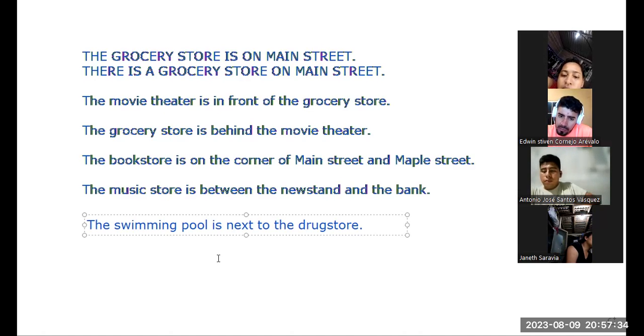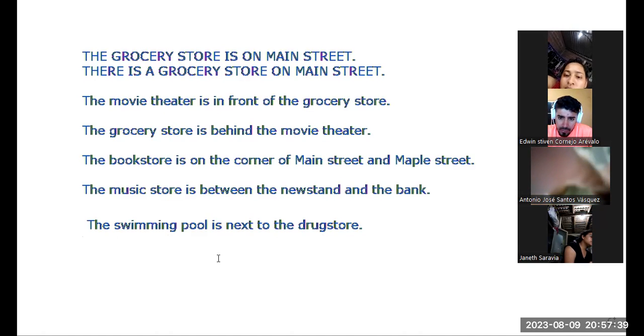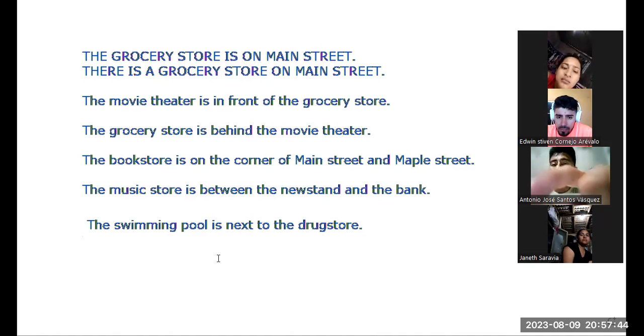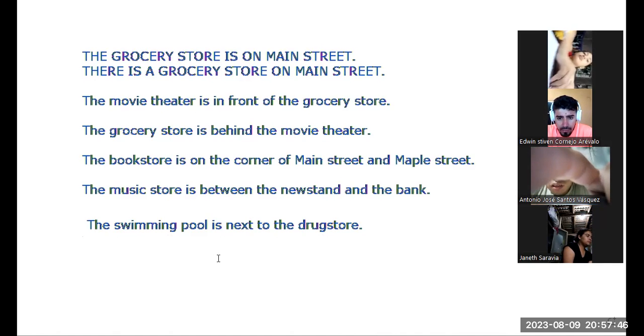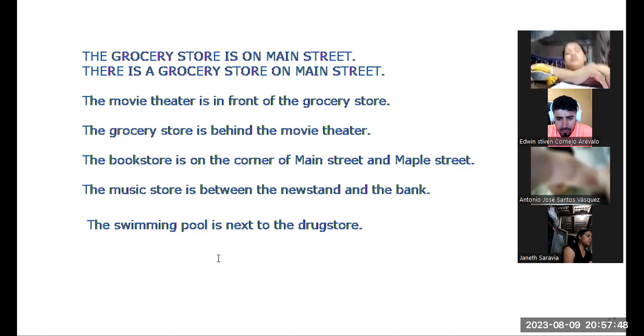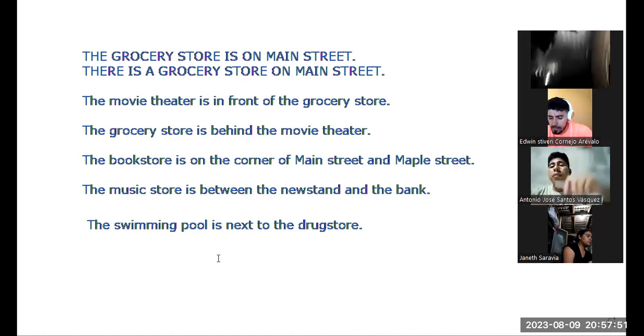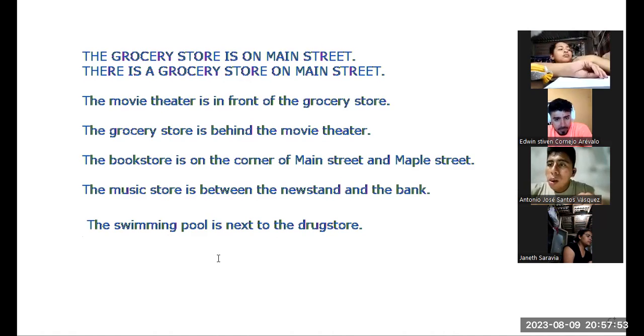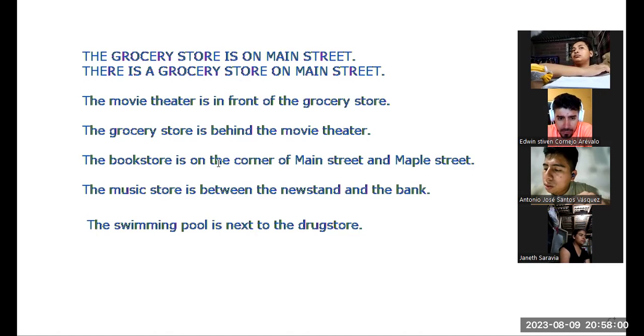The swimming pool is next to the drugstore. Está a la par. Ese puede ser otro ejemplo. Imagínense que yo les quiera poner algo más extremo y les diga, denme la dirección sumamente exacta del lugar. Imagínense que les pregunto del Chinese restaurant. ¿Cuál es la dirección súper exacta del Chinese restaurant?